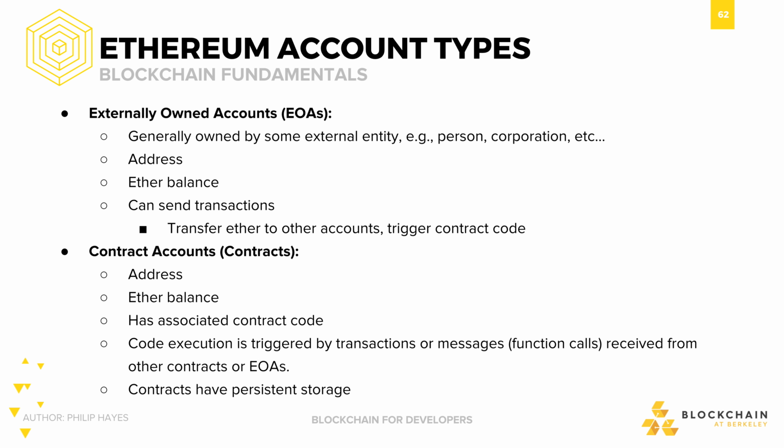And contract accounts basically have an address, they have an Ether balance, they have an associated contract code, they have code execution that is triggered by transactions or messages received by other contracts or other externally owned accounts, and contracts have persistent storage. So persistent storage basically just means it can store variables and stay there.